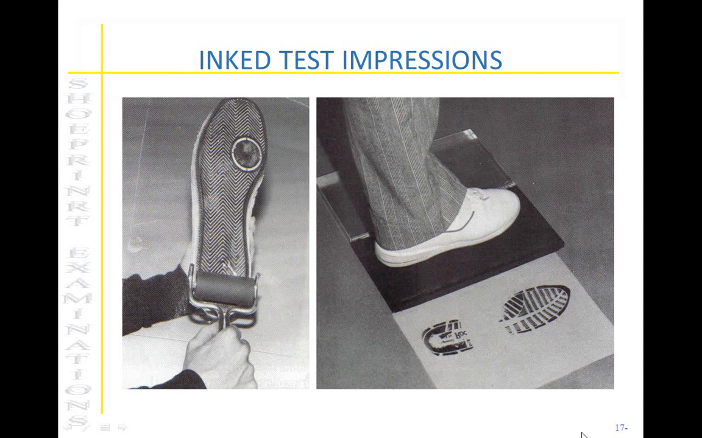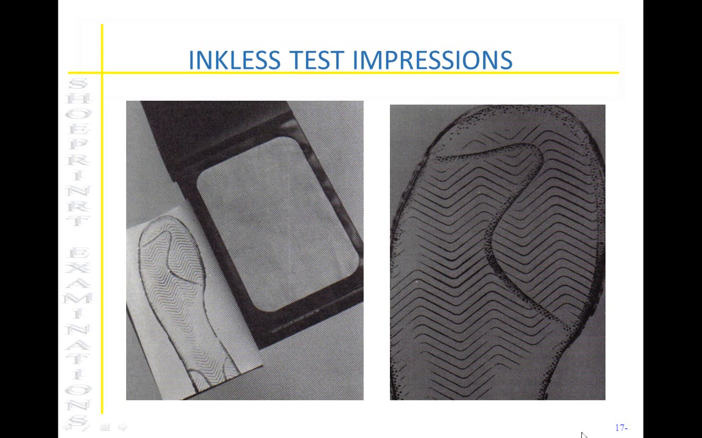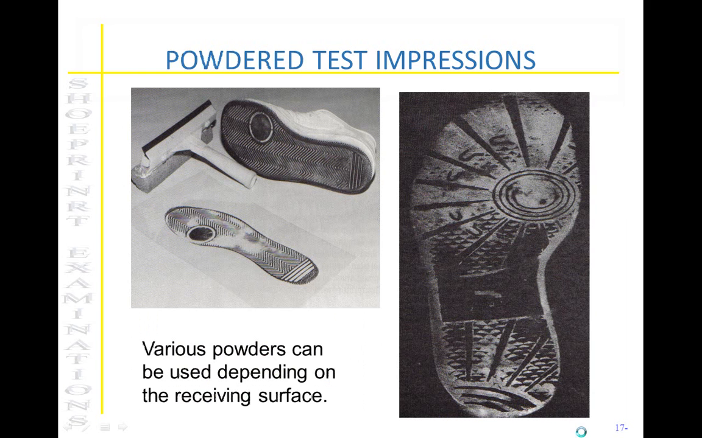a chart. There are also inkless test impressions, where the shoe is placed on a pad and then transferred to treated paper, which allows the impression to be viewed. In some instances, a powder can also be used to create the test impressions, and various powders will be used depending on the surface that's actually receiving the print itself.